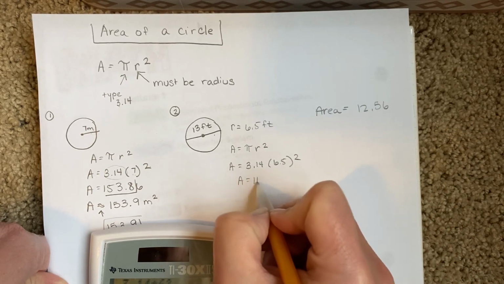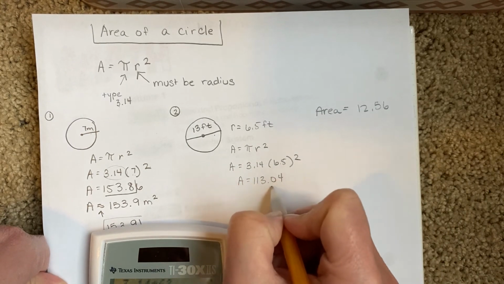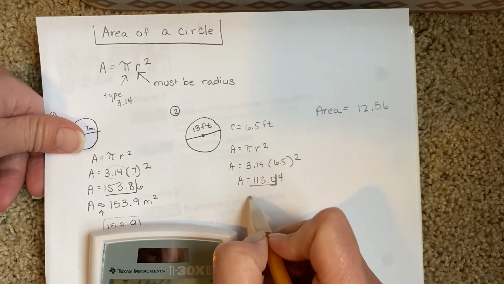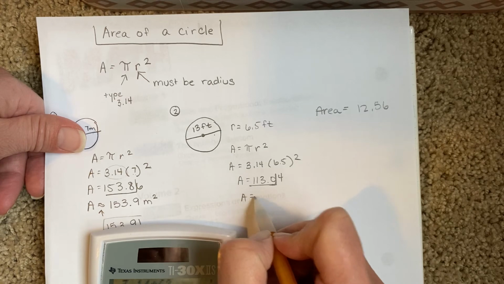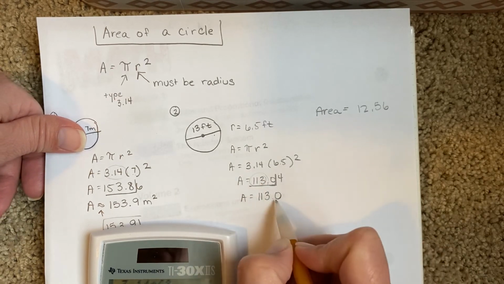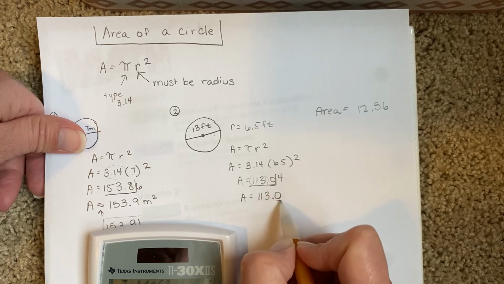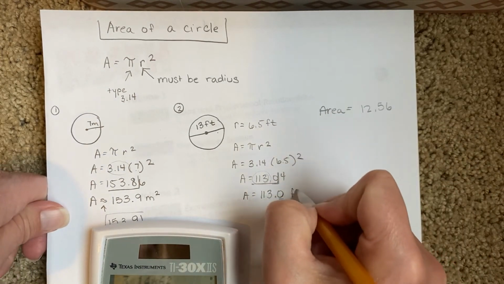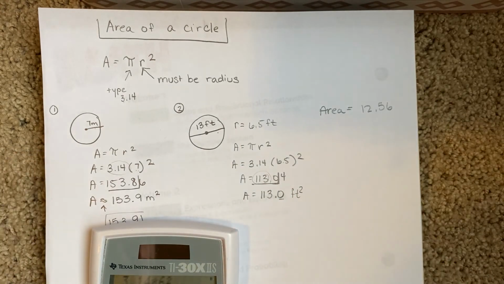And I ended up with A equals 113.04, round to the nearest tenth. One thing I want you guys to remember, you must end up keeping that 0 there. Because it wasn't exactly 113 and you did round to the nearest tenth, that 0 needs to be there for a placeholder. And the label would be feet squared. However, when you type it in, just 113.0.